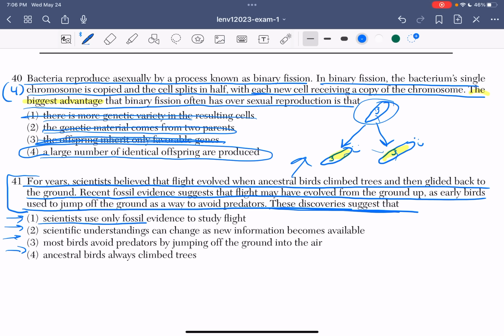Scientists use only fossil evidence to study flight. That's incorrect. Scientific understandings can change as new information becomes available. That is very true.